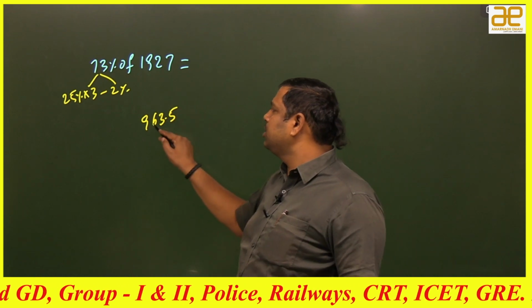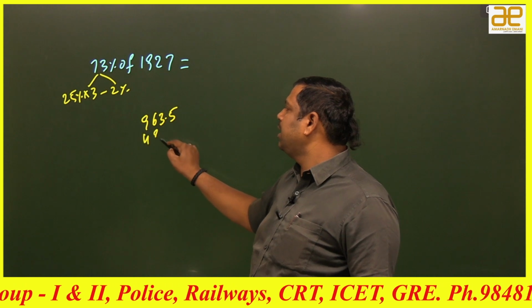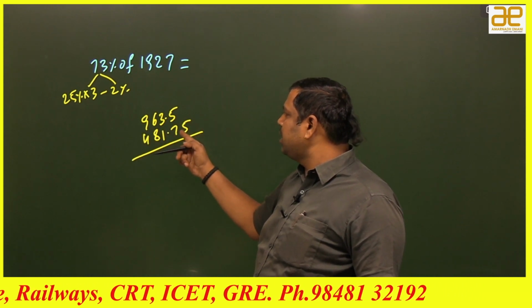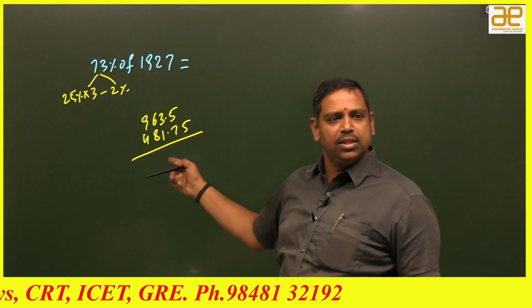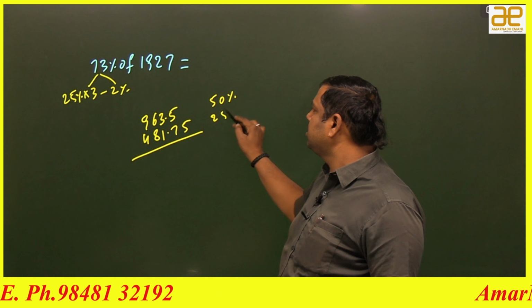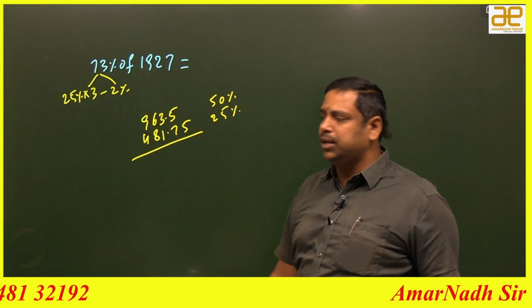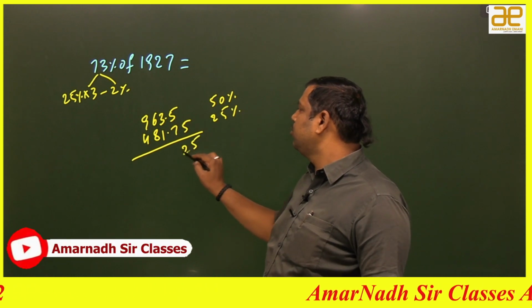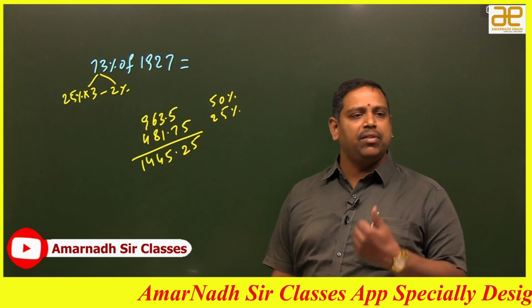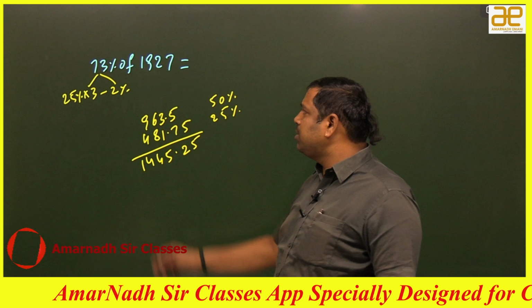Again, half is how much in this? 481.75. 50% plus 25% means, can I say 75% is this one? Because this is 50%, this is 25%. Altogether, I'll get 75% directly. Okay, it is 5, 2, 5, 4, 14. So 75% completed. Now, how much do I have to subtract?